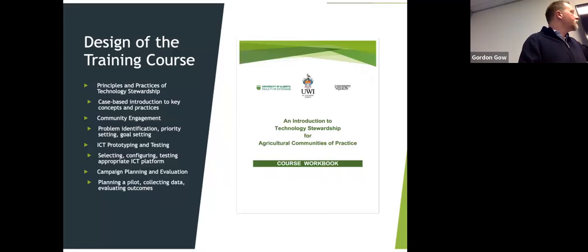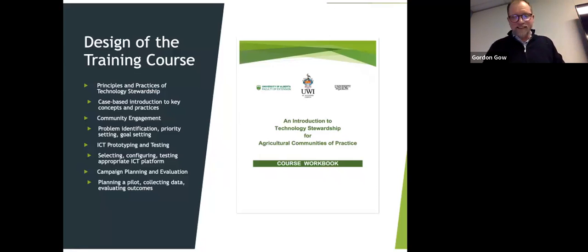Then they train in some techniques in selecting, configuring, and testing ICTs, campaign planning and evaluation, and then how to plan a pilot, collect data, and evaluate outcomes. So we cover a lot in 2 days. But you know what? They're troopers and they get through it, and we have a lot of fun with it.